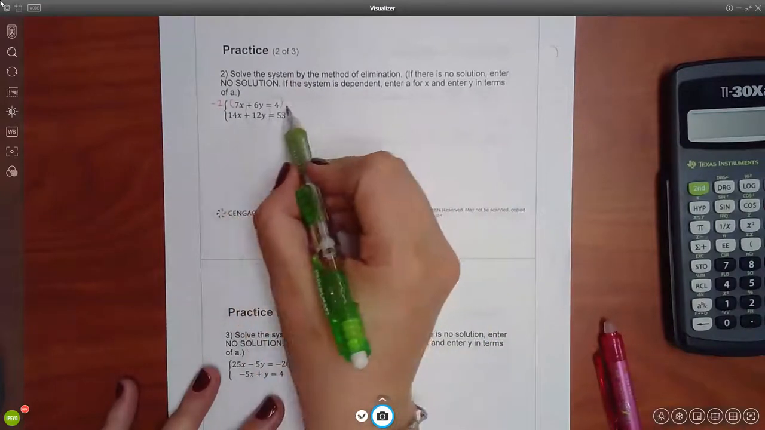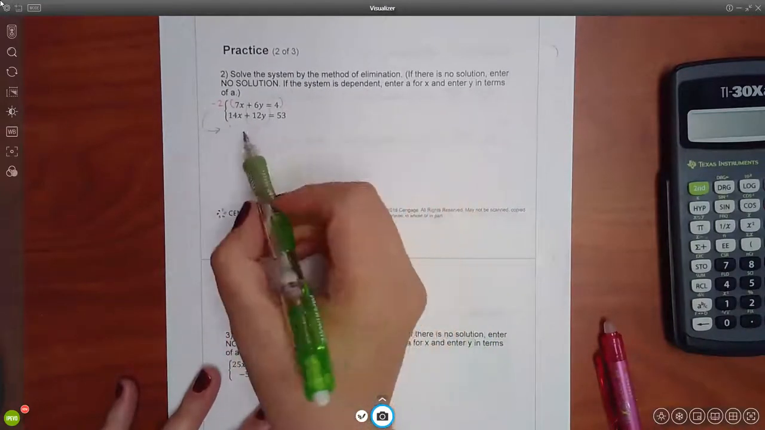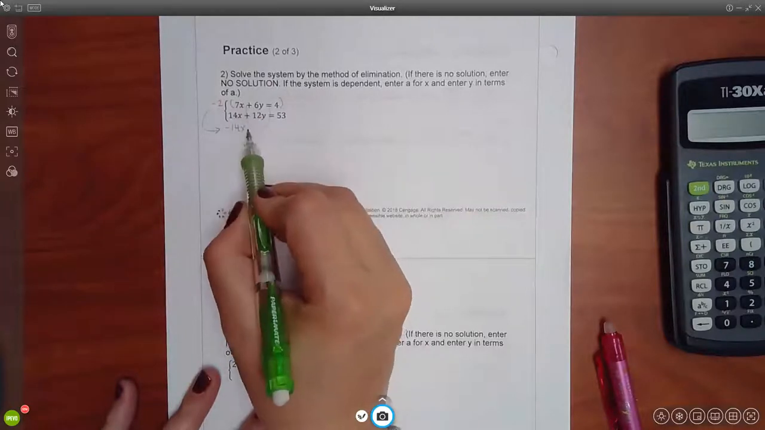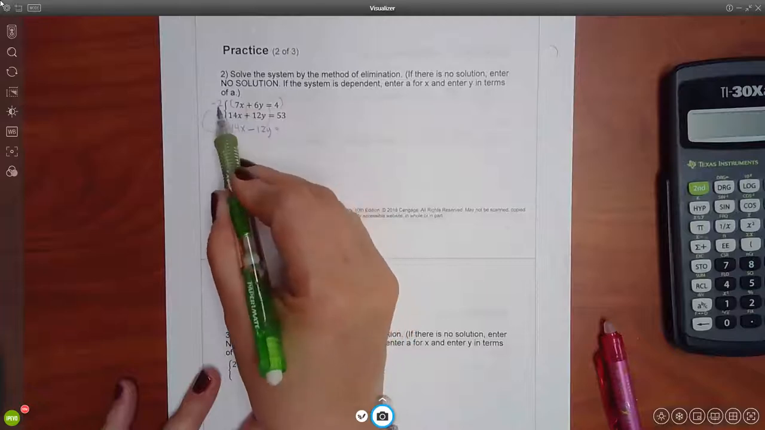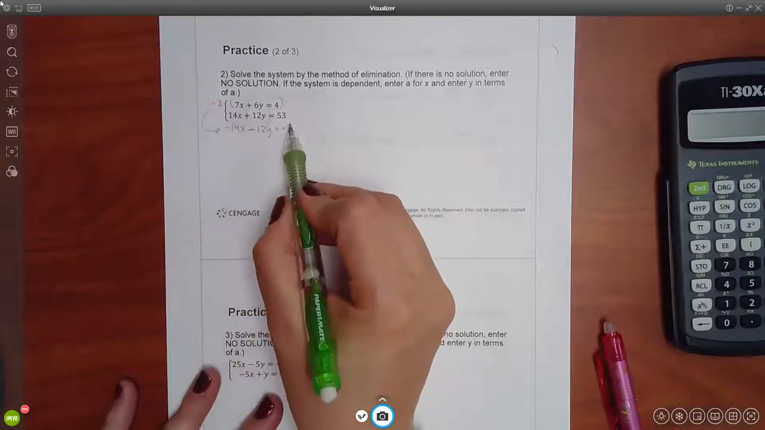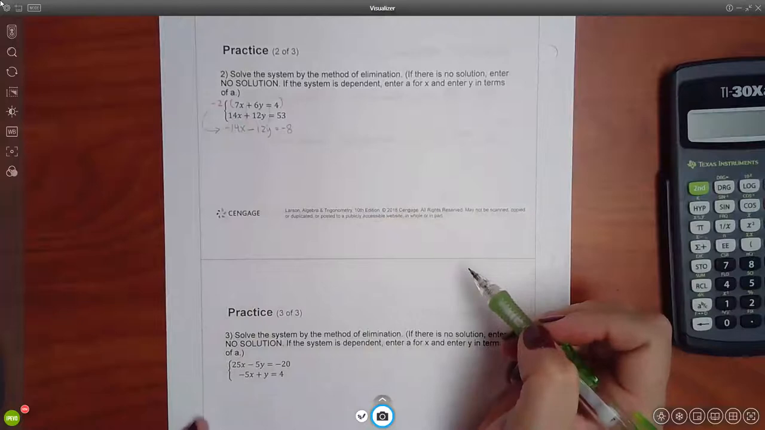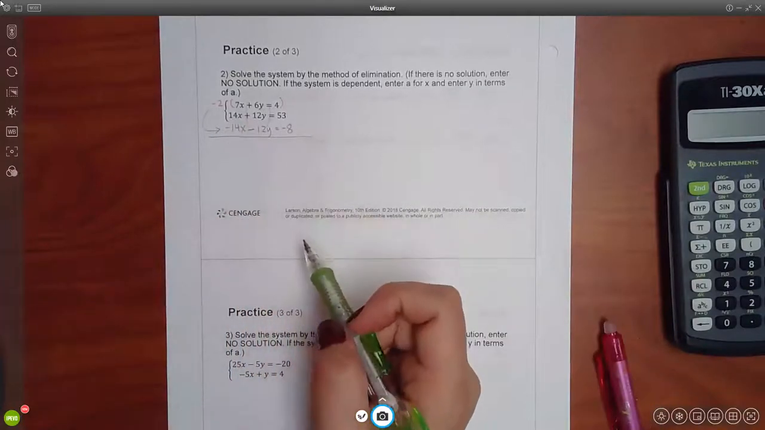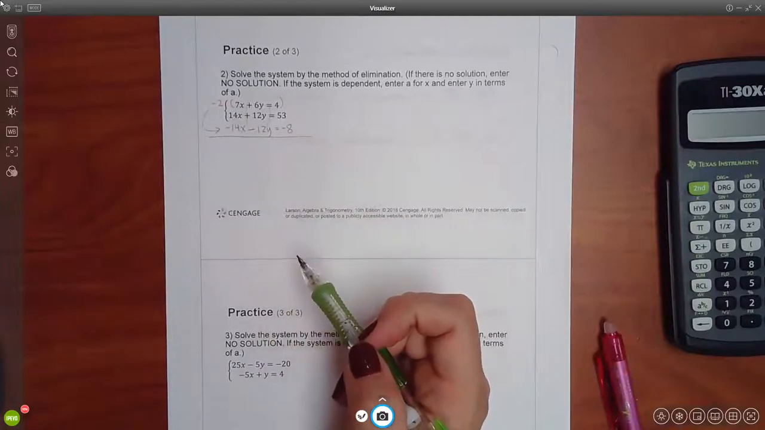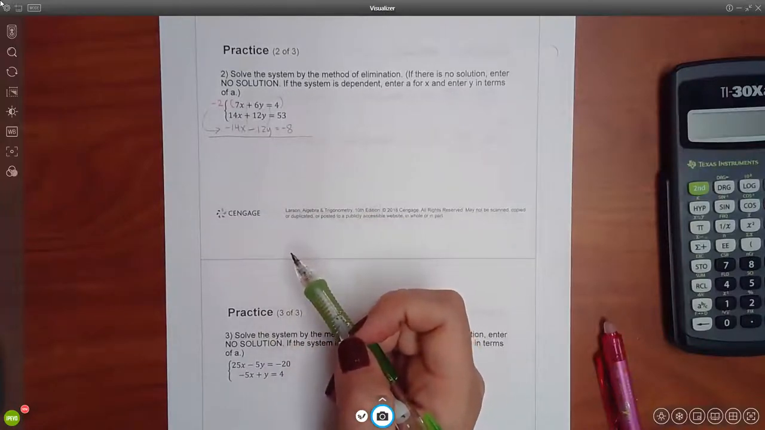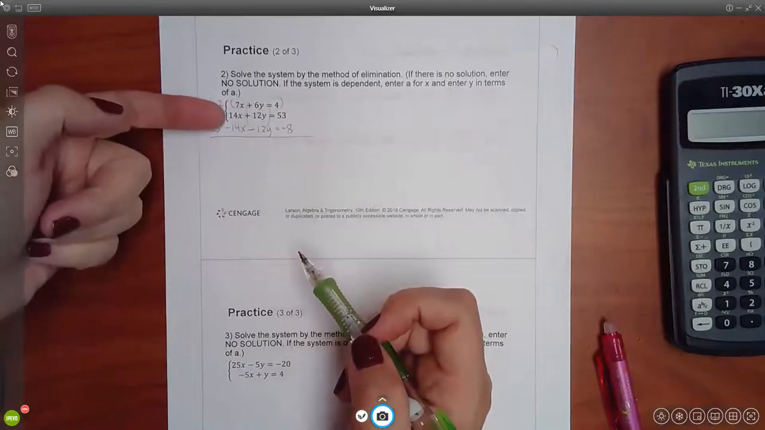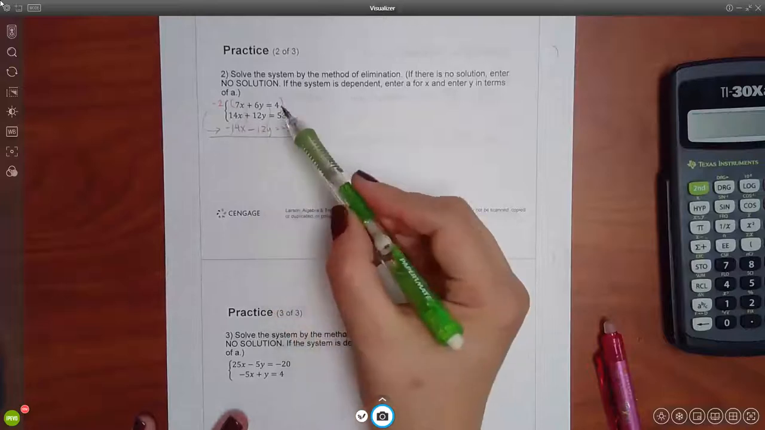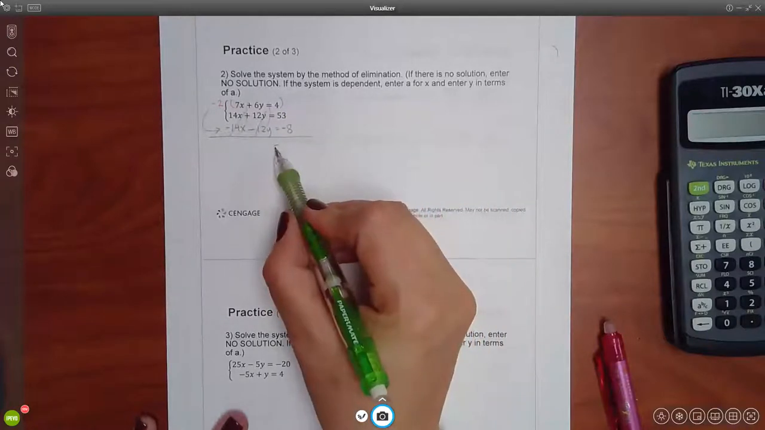I'm going to put it underneath after I distribute the negative 2. So that's gonna make negative 14x. This is gonna make negative 12y. And then that's gonna multiply to give me negative 8. And when I combine this new equation, which is equivalent to the top equation, with the second equation, the x's wipe out, and the Y's wipe out.